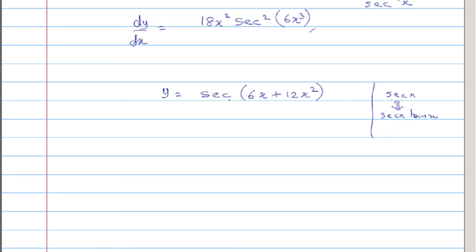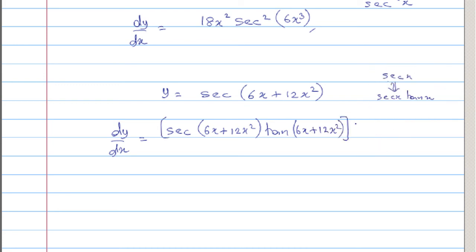Now in this case, you're not differentiating sec x, you're differentiating sec of this function. So dy over dx will be equal to sec of that function. So I have 6x plus 12x squared. Then I've got tan of that function, so tan of 6x plus 12x squared. Now I've got to multiply all of this by whatever the derivative of this function is. So that would be equal to 6 plus 24x.